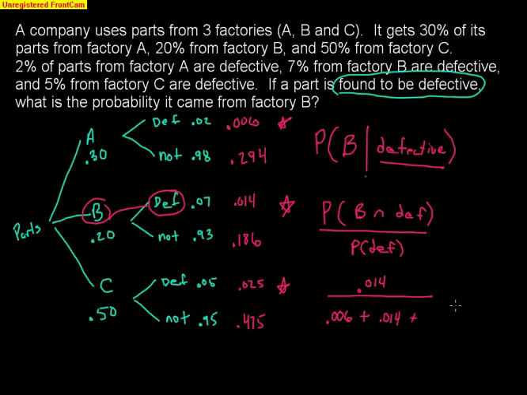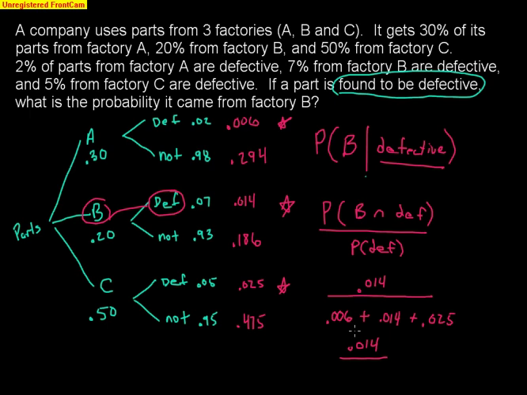So my answer would be 0.014. That's the top. That's B and defective. And the bottom would be 0.006 plus 0.014 plus 0.025. Nope, hold on, I messed up. 0.006 plus... I'm terrible using this calculator. 0.014 plus 0.025, and the probability there would be 0.045.